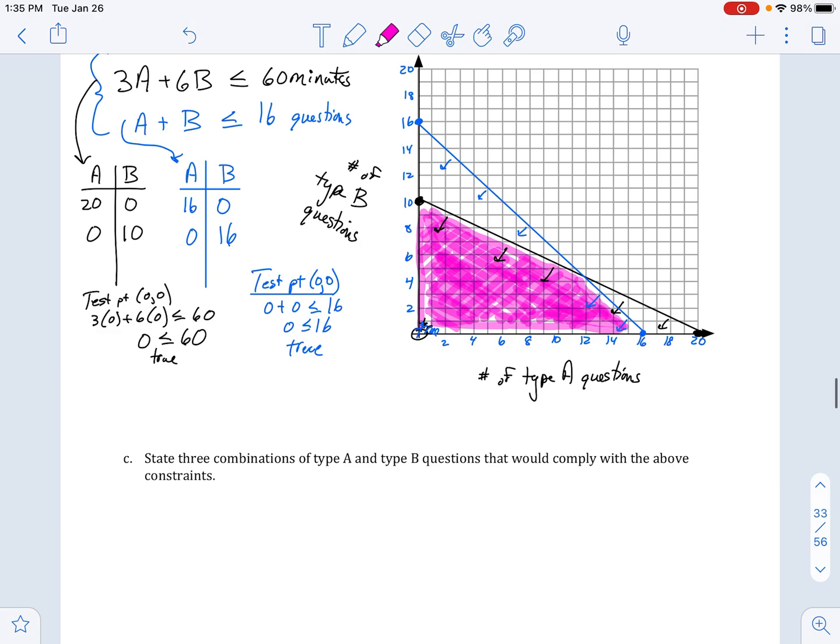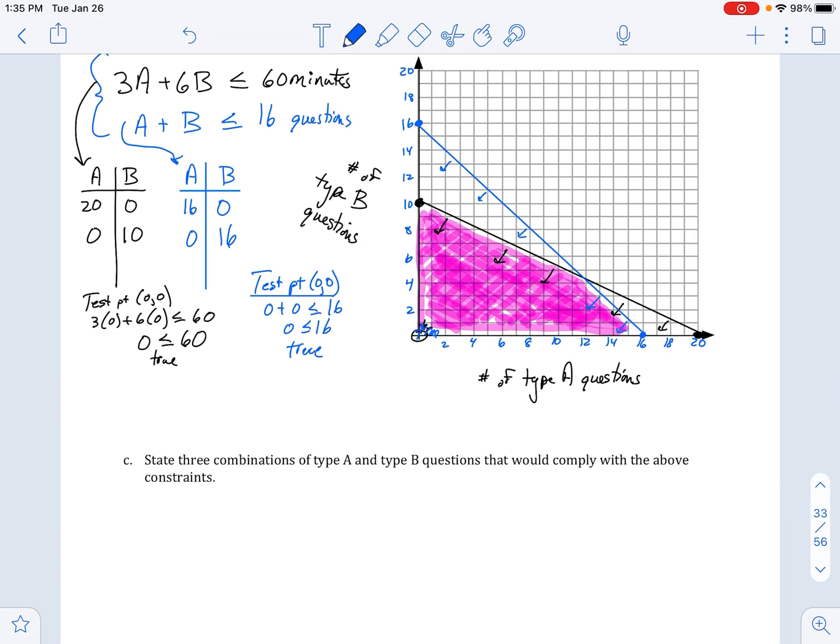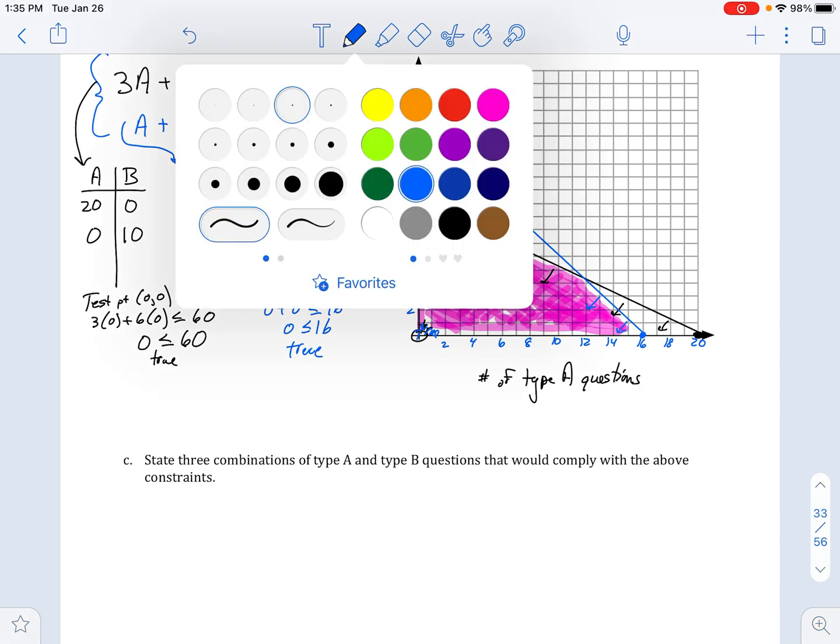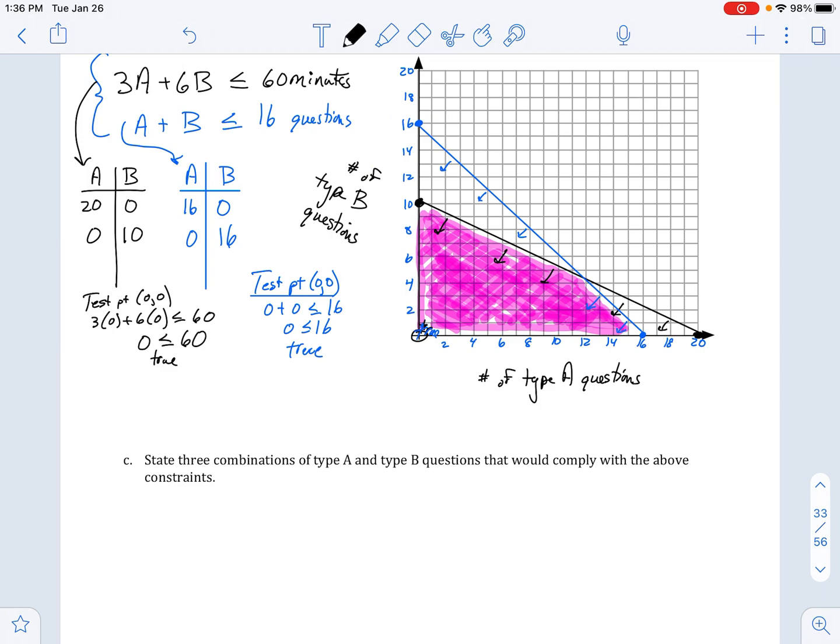We defined our variables, and now it says, can we state 3 combinations of type A questions and type B questions? Well, one possible combination that would work would be something like 6, 4. So I can say 6 type A questions and 4 type B questions were answered.